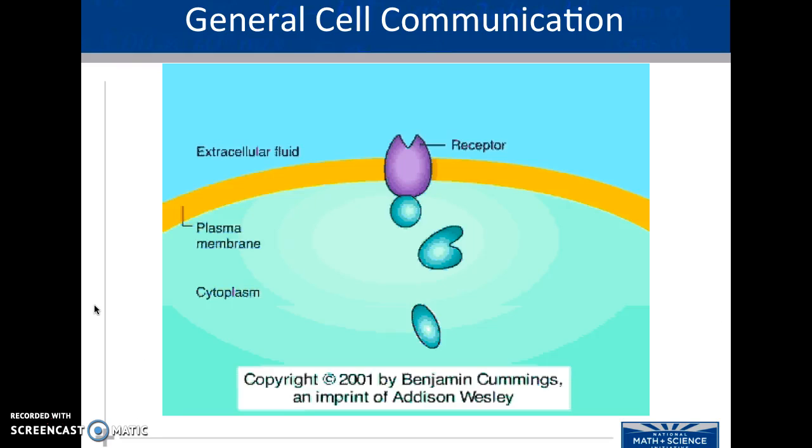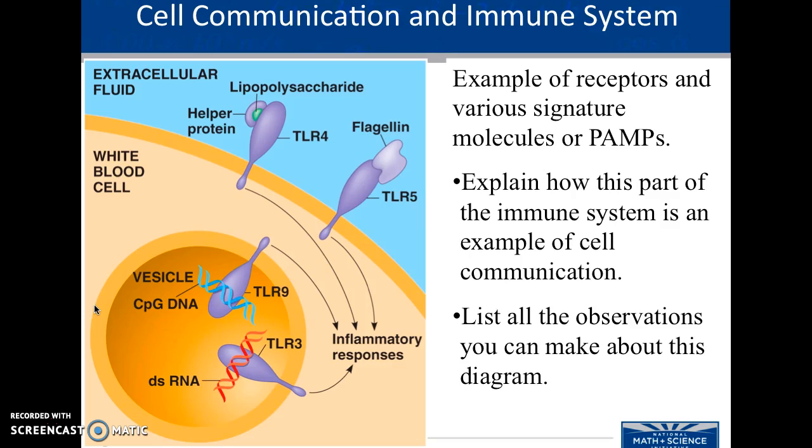There are animations of this on YouTube. I would recommend looking one up. When we talk about cell communication now in the immune system, it is far more complex than just these 3 steps. There are different types of receptors with signature molecules. We call them PAMPs. Those are the signature molecules.